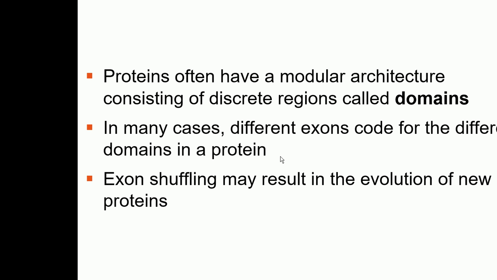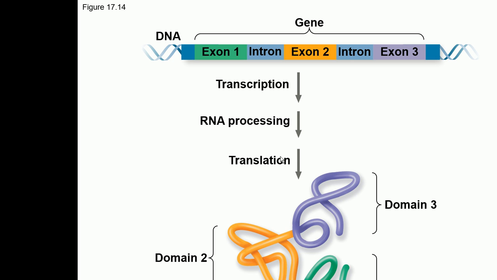Basically, every exon codes for a domain. Now what is a domain? A domain is that part of a fully folded protein which has attained a three-dimensional structure and can perform an independent function. That is what a domain is. And every domain is coded by an exon. So this is what is being shown here.